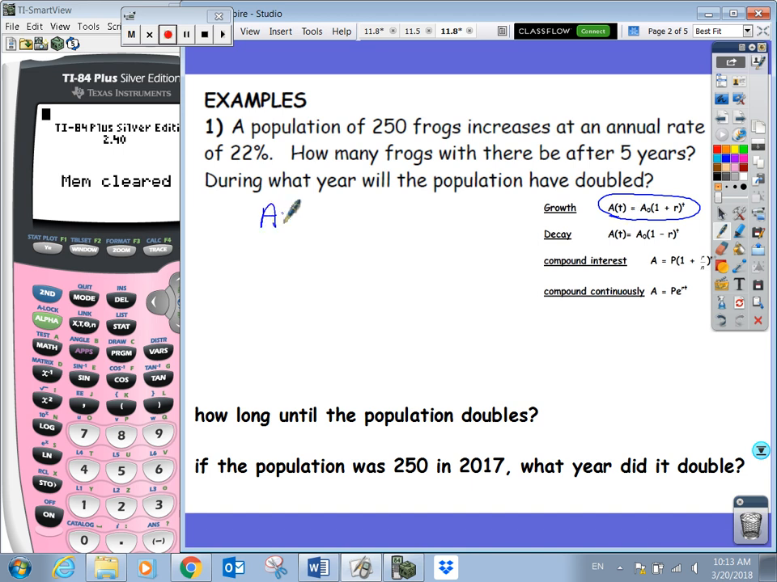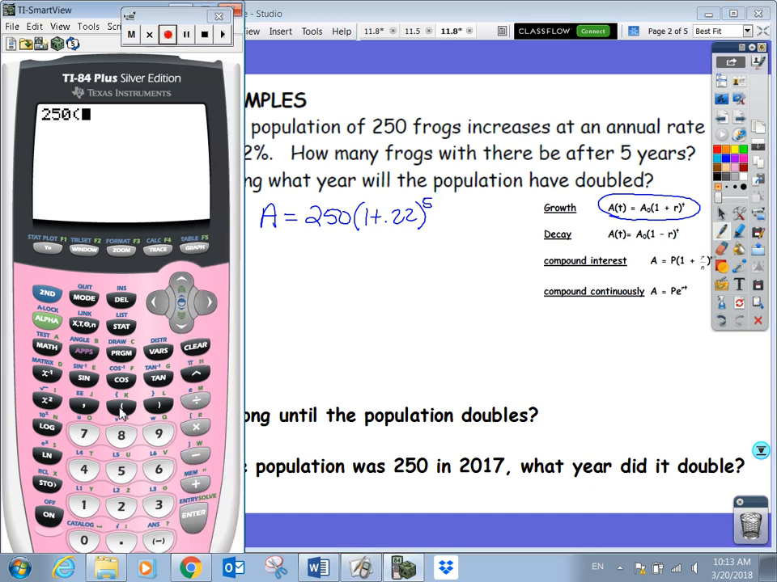So A equals, the initial amount is 250, 1 plus 0.22 raised to the fifth. And then you just type that in your calculator. 250, you can do 1.22 or 1 plus 0.22. That one's pretty easy to do without the calculator. Sometimes they're not that easy. And then raised to the fifth.